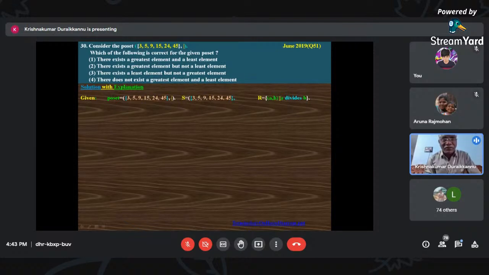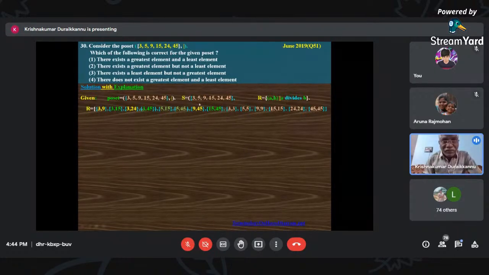So we have two parts: one is the set part, the given set, and the other is the relation part. We can define the relation by applying this operator: (A, B) such that A divides B. That is a relation. So what are the elements here?